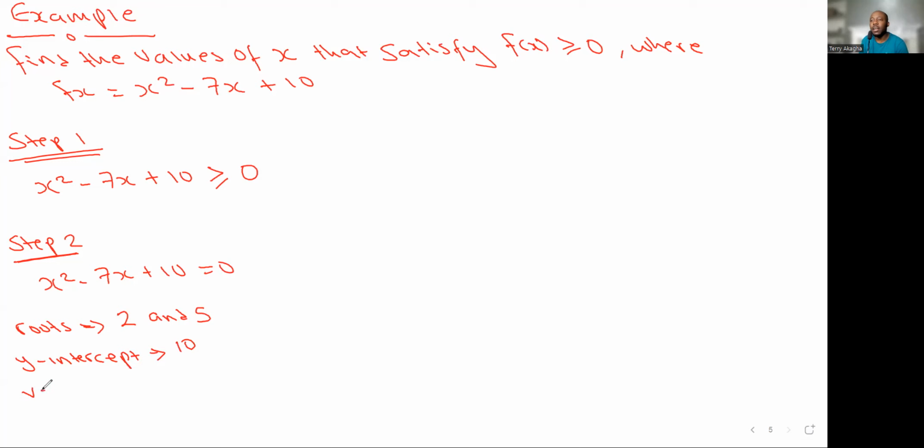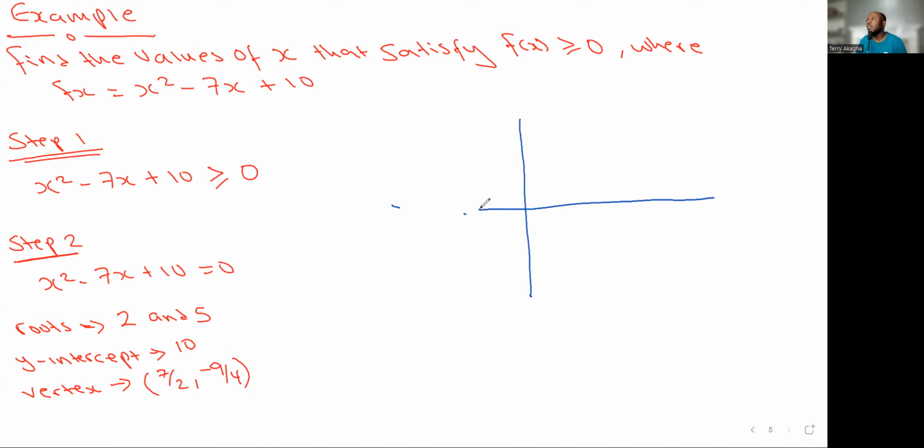Then also the vertex. We've talked about the vertex before, so go and look at the video on vertex. When you look at the vertex, you'll find that the vertex is 7/2 and minus 9/4. All right. So now we can sketch the graph. When you sketch the graph for this, we're going to have something like this.